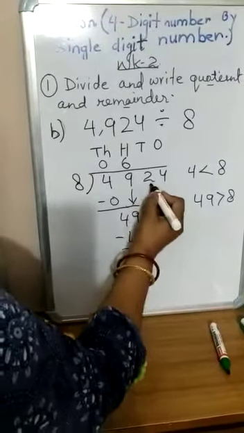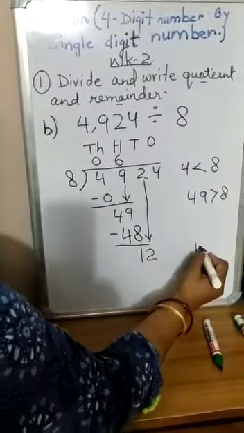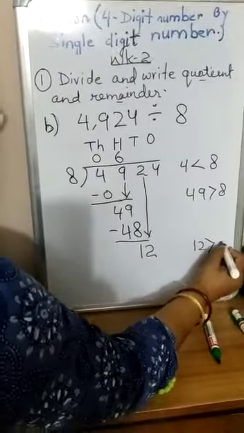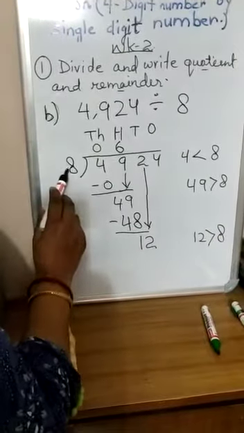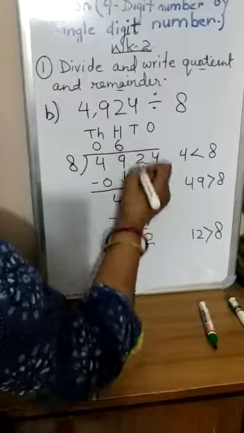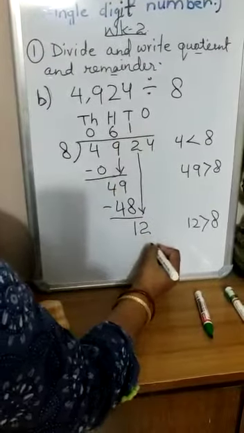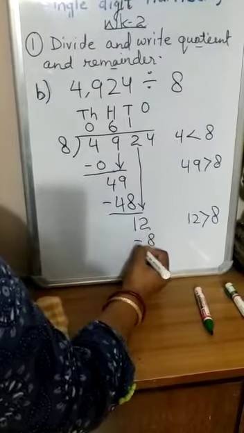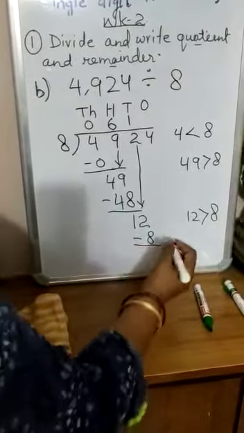Right? Now I will put down this 2 along with 1. And this becomes 12 tens. 12 is more than 8. So I will start the multiplication. 8 ones are 8, 8 twos are 16. So 16 is more than 12. So 1 times 8 is 8. So 12 minus 8. How much, children? 12 minus 8 is 4.